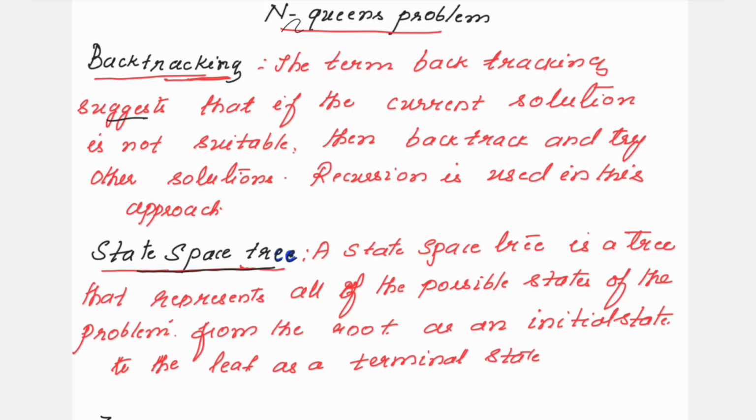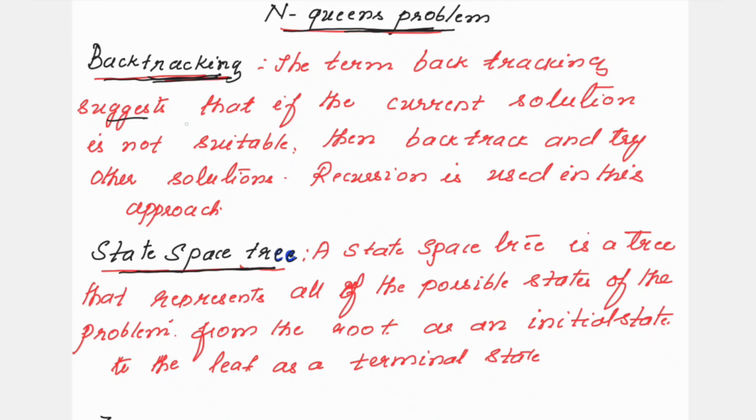In this session, I shall discuss the n-queens problem. Before I tell you in detail about what the n-queens problem is and what the solution is, you should know these terms: backtracking and state space tree. So what is backtracking? In order to solve the n-queens problem, you use the backtracking approach. What do you mean by backtracking?